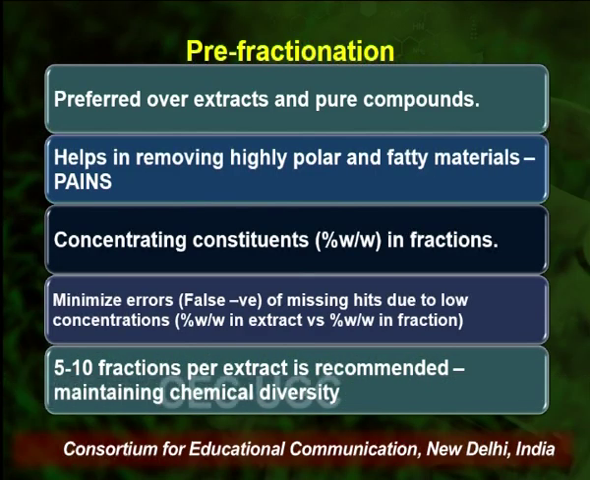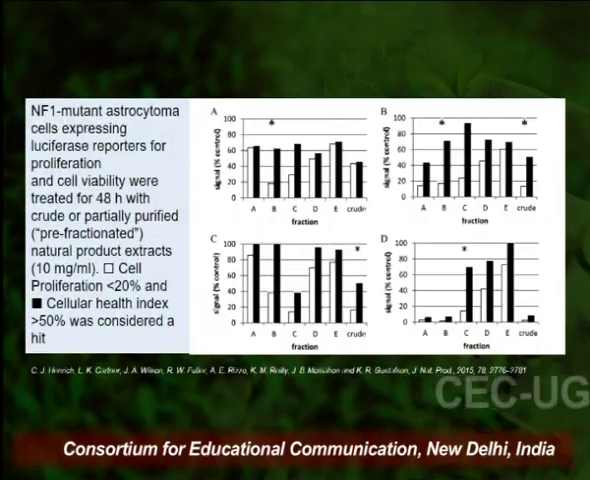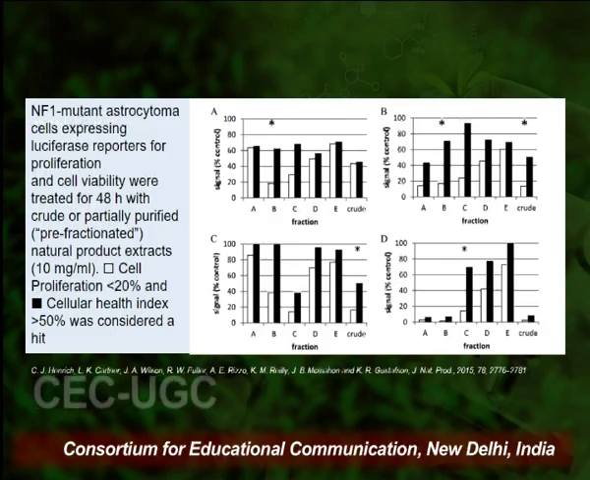And it is always recommended to have 5 to 10, or at the max 15, fractions per extract in order to maintain the chemical diversity in each fraction. Now, this is a small example wherein the effect of extract and its fractions was evaluated in terms of proliferation and cellular health. If the proliferation index was less than 20%, it was found to be effective, and if the cellular health index was more than 50%, then the result was found to be effective.